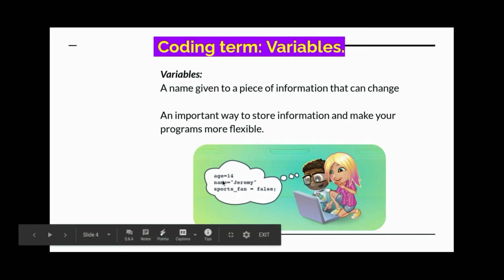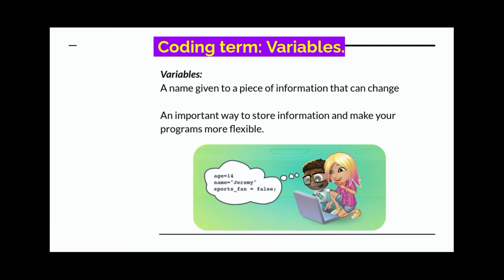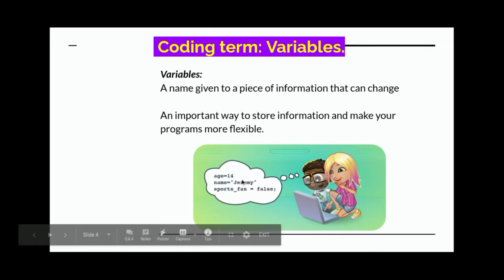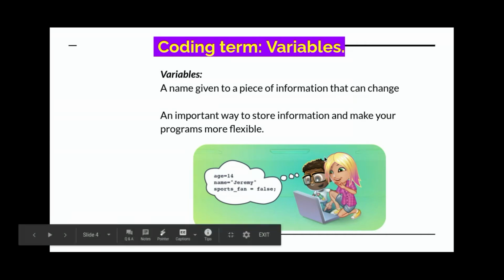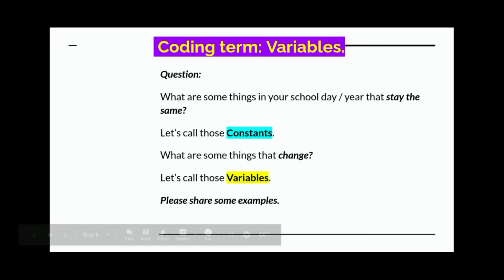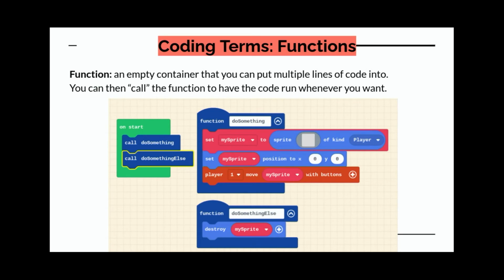Now, what about Jeremy? And remember, here's a hint. It's got quotes around it. Number, string, or Boolean. Which one? That would be a string. The quotes give it away. That's a string. Finally, sports fan equals false. Number, string, or Boolean? That's Boolean, of course. Boolean is that weird word that we give to something that's either true or false. Okay? So those are variables. And those are the three main types that I want you to know about right now. Those are probably the most important types to learn right off the bat.